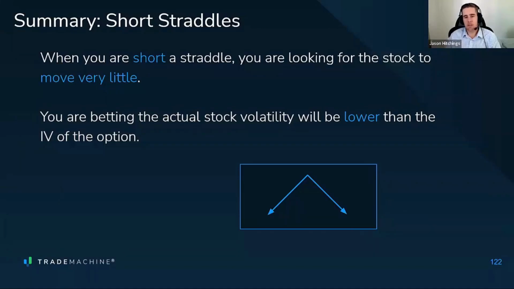Additionally, if not too much happens, you can probably take a profit in the near term, because every day that stock doesn't move, you have sold options that are going down in value every day. So you can buy them back if nothing much happens at a profit.